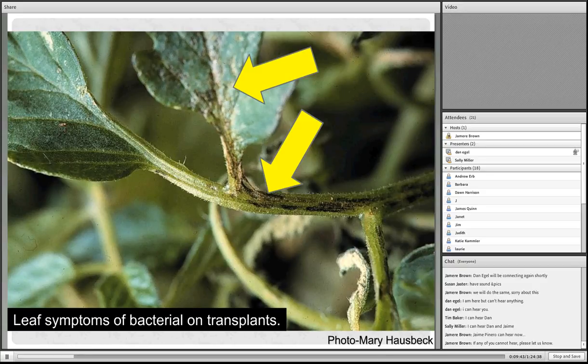And again, once it's inside that seedling, it becomes systemic in that seedling. You can stop it from spreading to other plants, but you can't really do anything about the systemic nature of that bacterium in the plant at that time with any kind of pesticide.